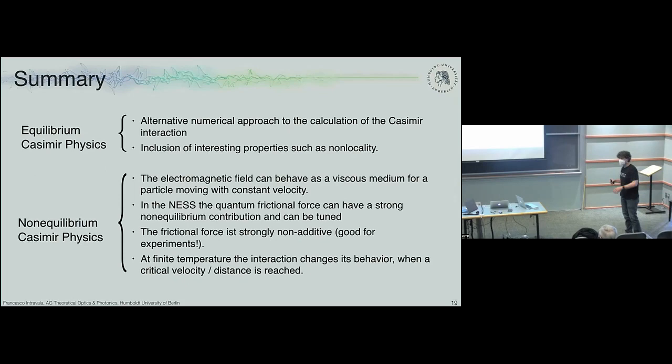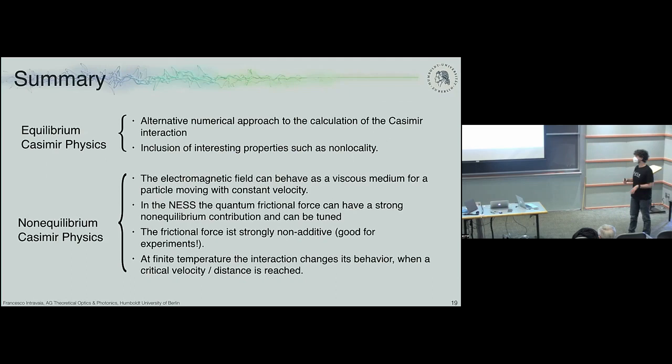So in the non-equilibrium steady state, the frictional force can have a strong non-equilibrium contribution, which was basically ignored before, and the interaction can be tuned by leveraging the material properties and the nanostructure of the system. The frictional force is strongly non-additive. We are used to non-additivity in Casimir physics, but not as strong as the one that we saw in the frictional force. We are speaking about some percent usually in Casimir physics. Here we are speaking about 100%, 200%, 1000%, depending on the body, the number of bodies you have around the atom.